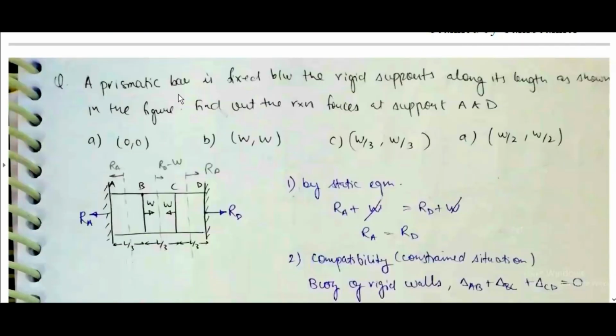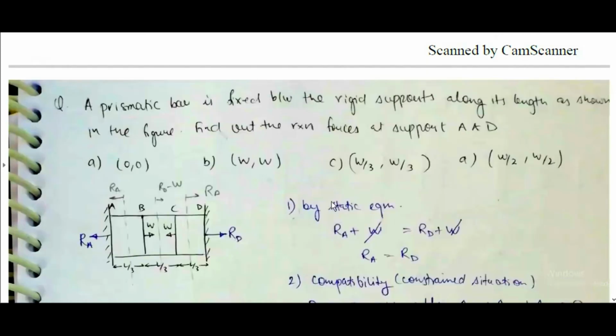A prismatic bar is fixed between rigid supports along its length as shown in the figure. Find out the reaction forces at supports A and D. If RA is like this and RD is like this, then it is fixed. Total deformation should be 0. That will be the condition.